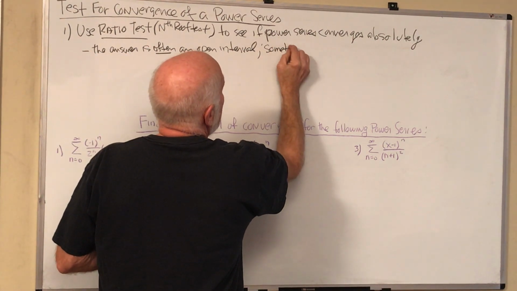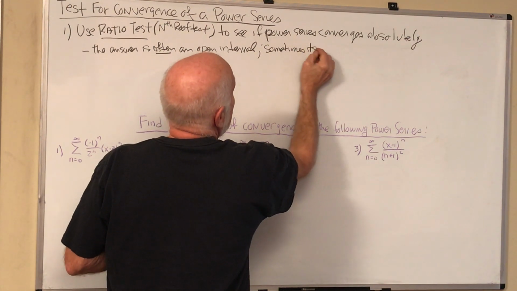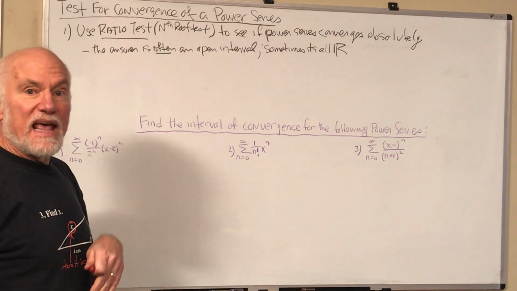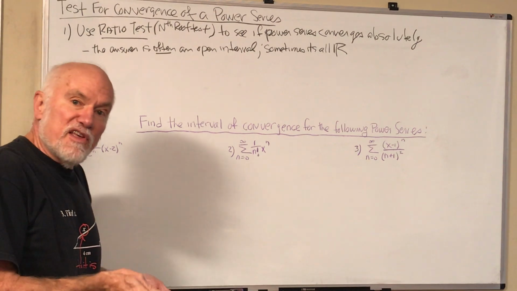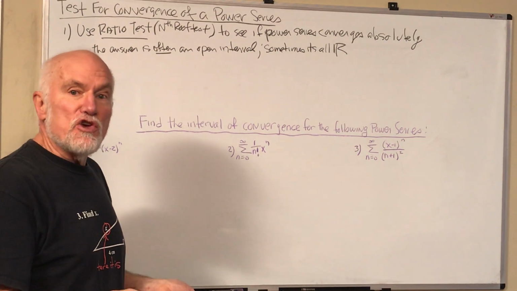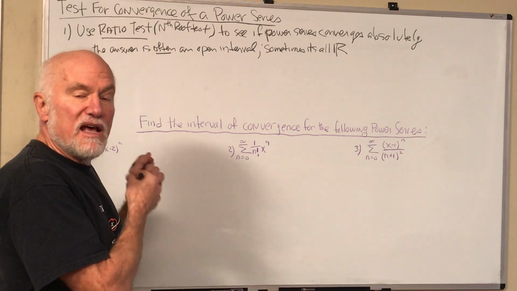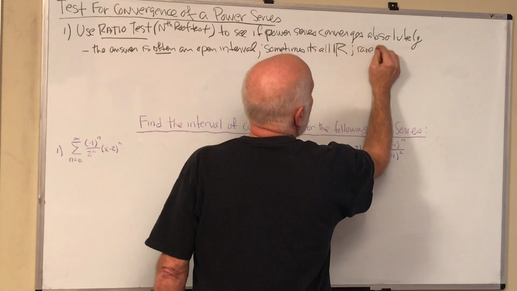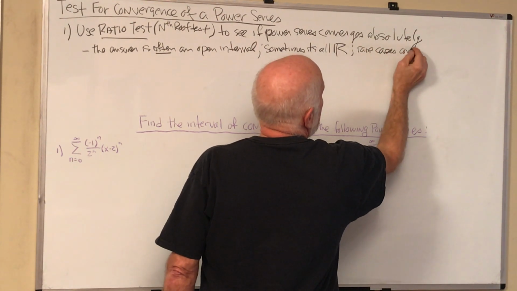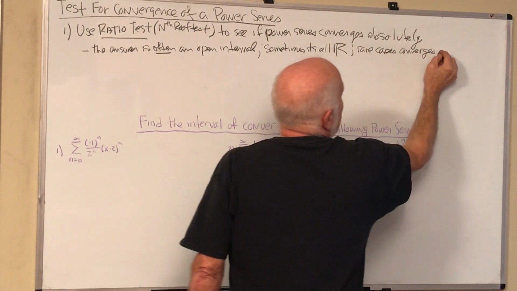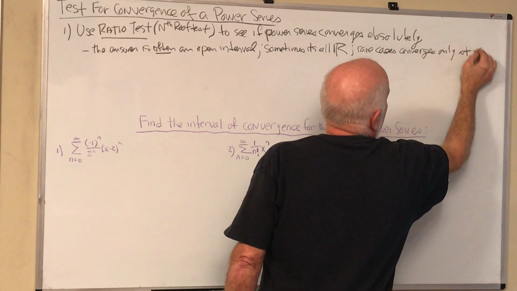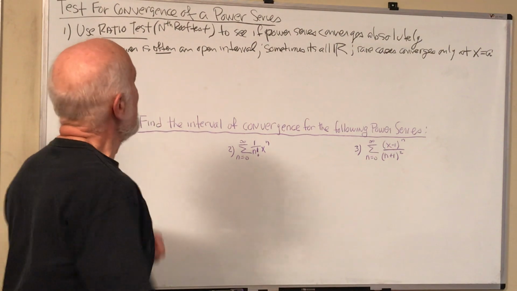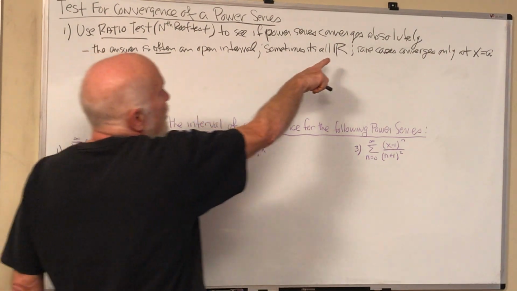Sometimes it's all real numbers. That's going to be a really good case if that happens, because then, if you did have this power series representing a function, you could do it for any value of x, not just the band of numbers that I showed before. And in some rare cases, and I wouldn't even worry about this, it converges only at a. And then the power series would be pretty useless. But that happens really rarely. Usually it's either an open interval or all real numbers.